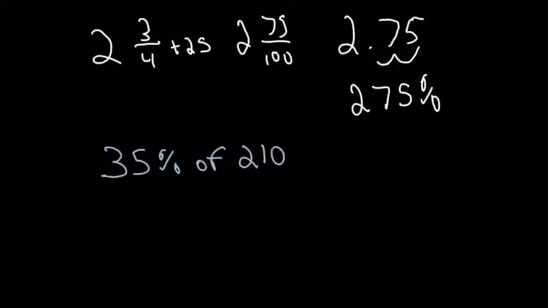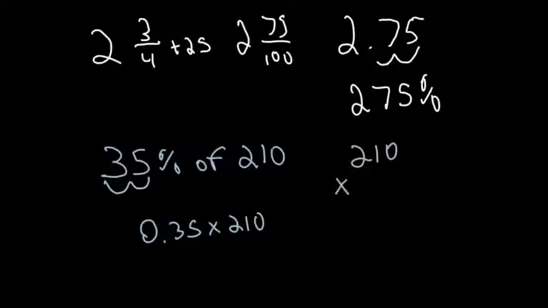Now if I want to find 35% of 210, in my last video I went over a couple different ways to do that. This time I'm going to use a decimal. So change 35% into a decimal. I get 35 hundredths of, and "of" always means times 210. So I need to work that out.